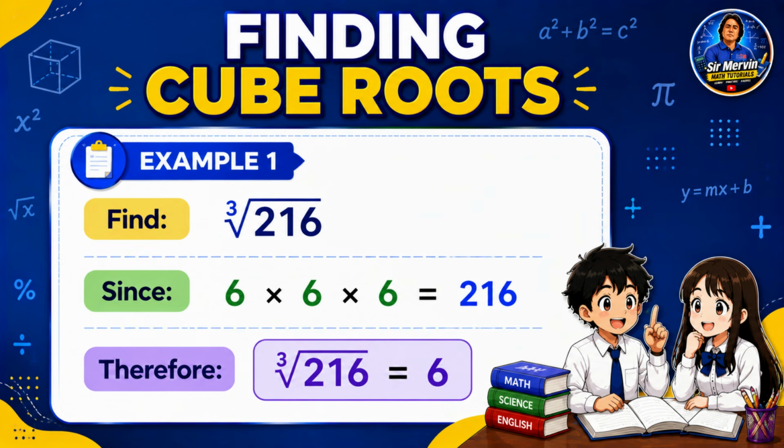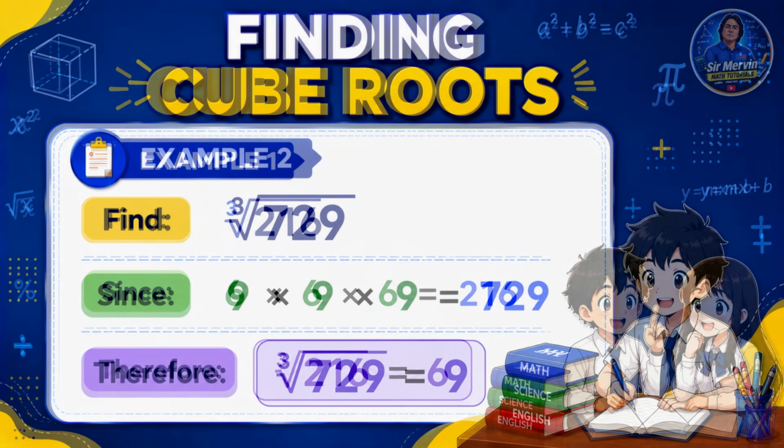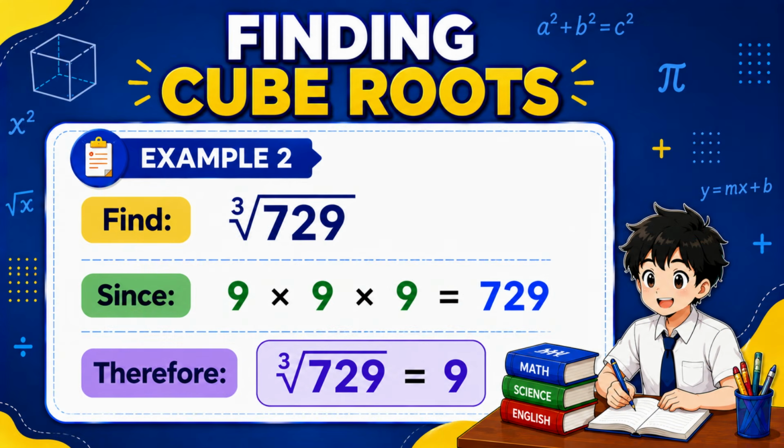To find a cube root, determine the number that is multiplied by itself 3 times. 6 cubed is 216, while 9 cubed is 729.